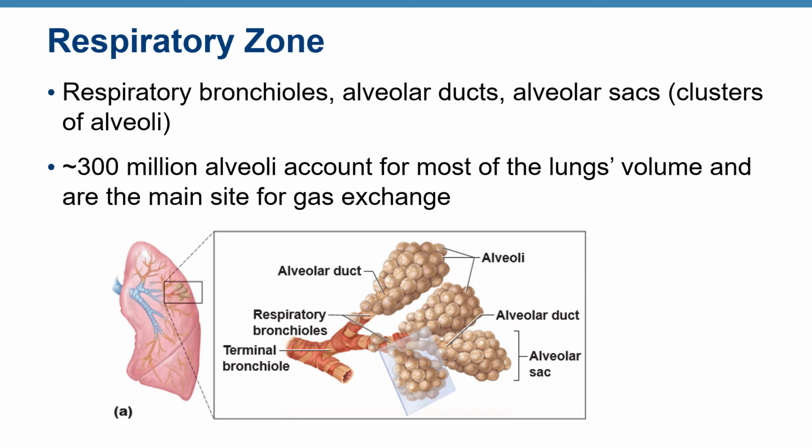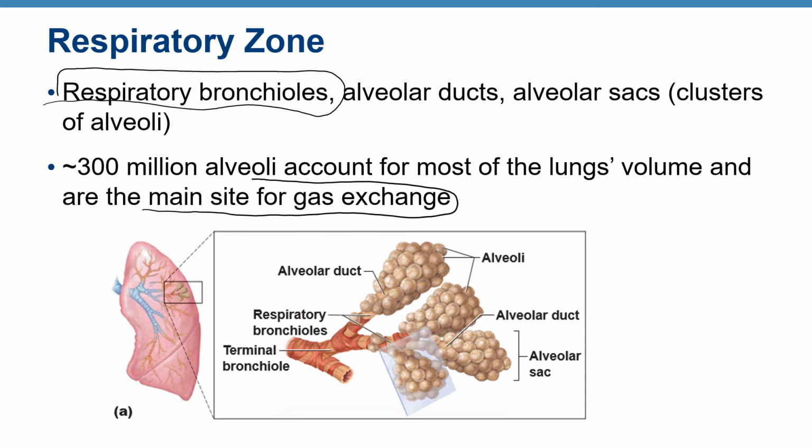Now we're moving to respiratory zone. Respiratory zone starts with respiratory bronchioles, then alveolar ducts, alveolar sacs, and alveoli. About 300 million alveoli for the volume of your lungs. And they are the main site for gas exchange. So the gas exchange happens inside alveoli.